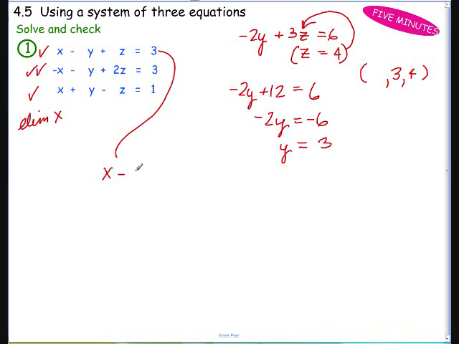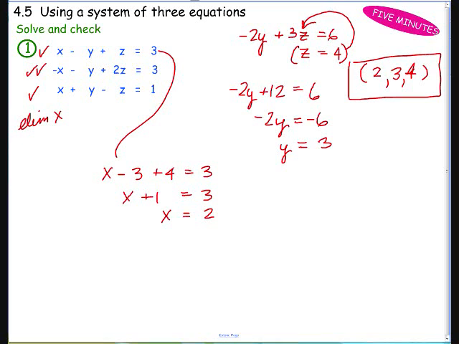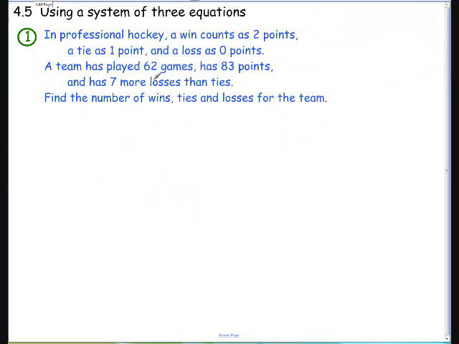x minus my y, which is 3, plus my z, which is 4, equals 3. I'll have x plus 1 equals 3. So my x is equal to 2. What a sweet answer. 2, 3, 4. A little review. Now we're going to take a look at a problem in which we're going to have to develop a system of 3 equations and then solve it.